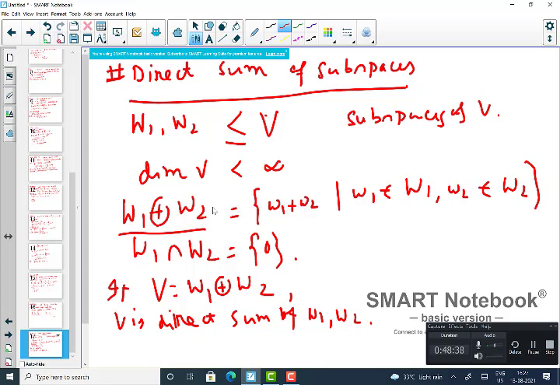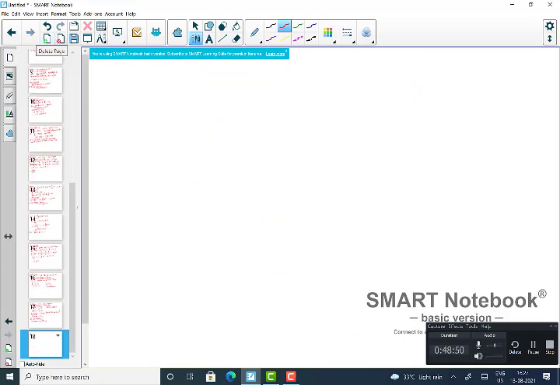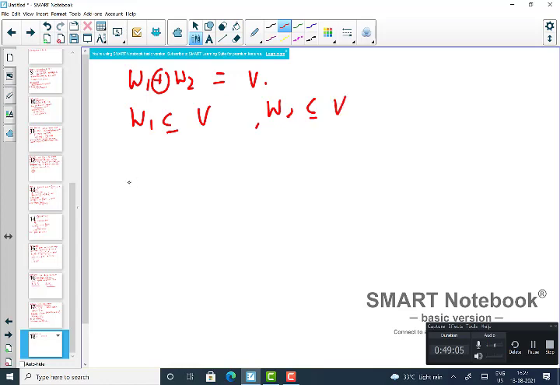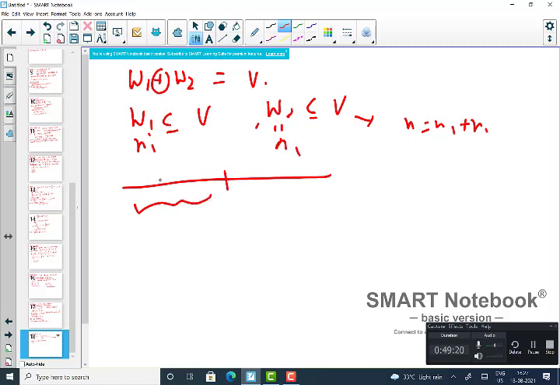From a basis of W1 and W2, you can find a basis of V. This is homework. So for example, if this is a direct sum, and I'm assuming finite dimensional, you can think that they are sitting inside V. Say the dimension of W1 is N1, the dimension of W2 is N2, and the dimension of V is N, which is N1 plus N2. Then the basis may be of this form: V1 to VN1 and 0, 0, 0.